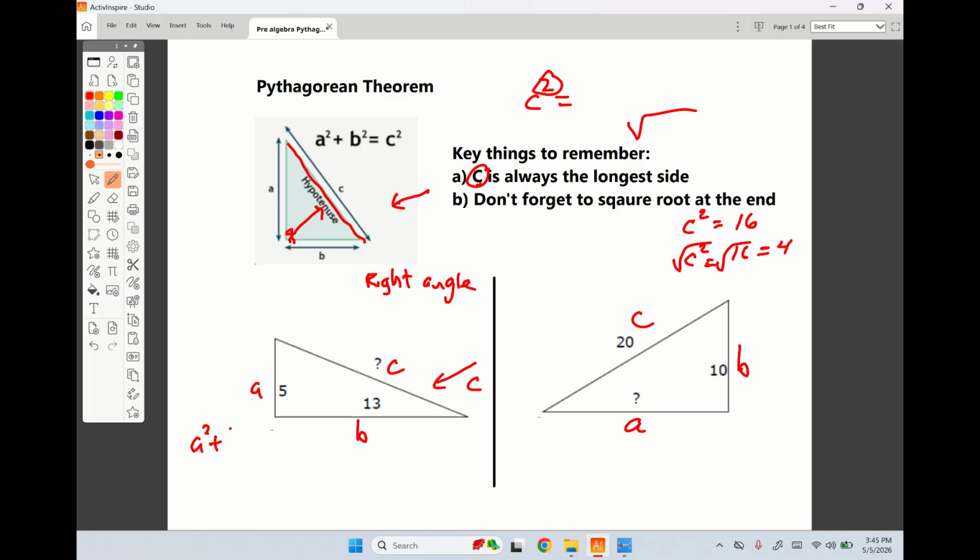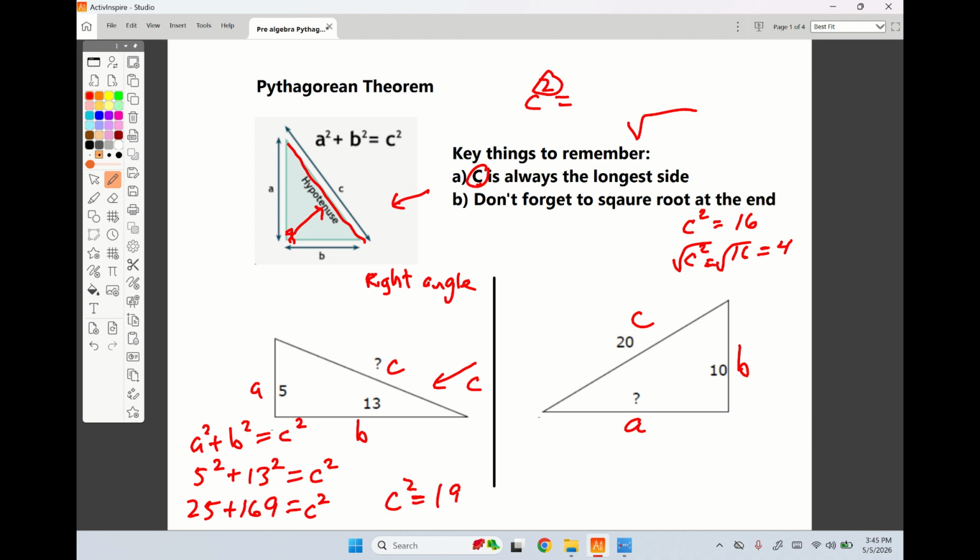Now plug in the values in those spots. 5 to the second power plus 13 to the second power equals c to the second power. Simplify your two exponents, add up those values, and then just don't forget to square root at the end. So we have 194, we square root both sides to get the real value of c.